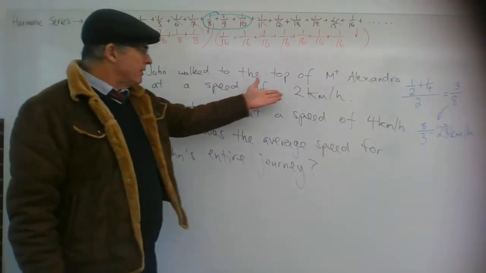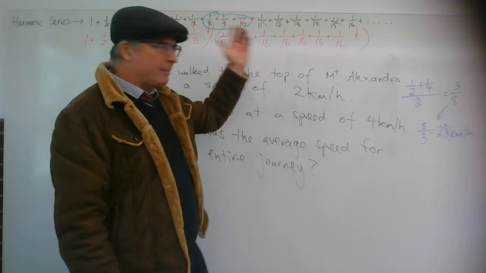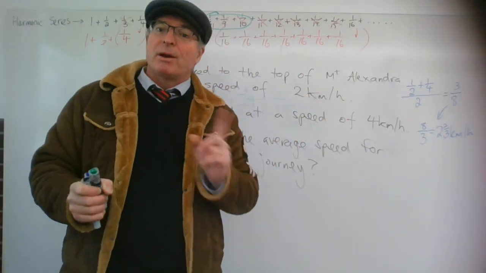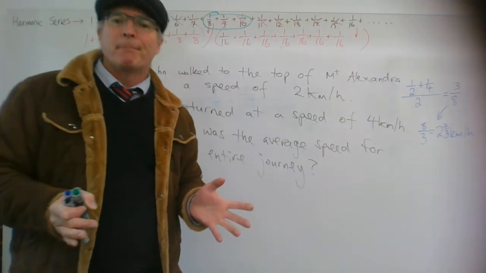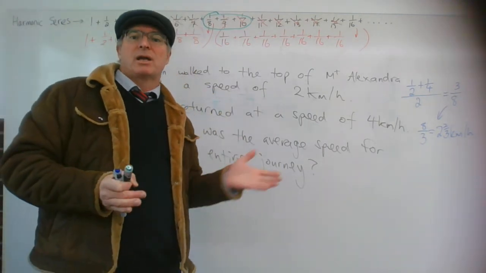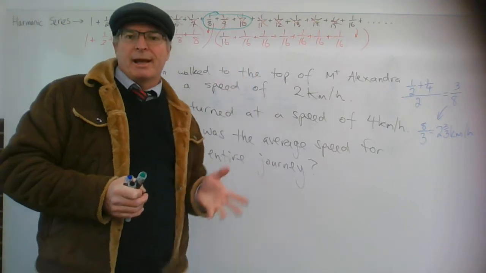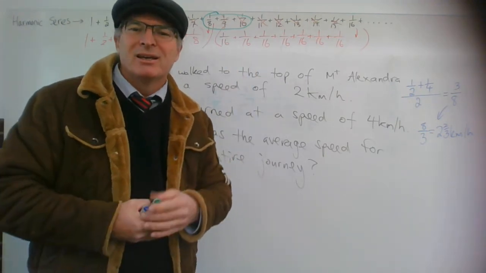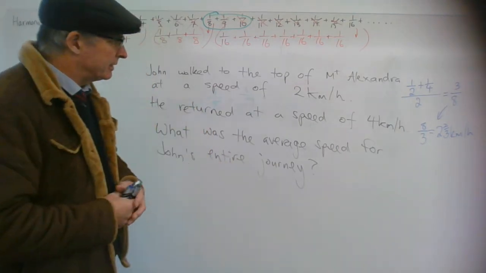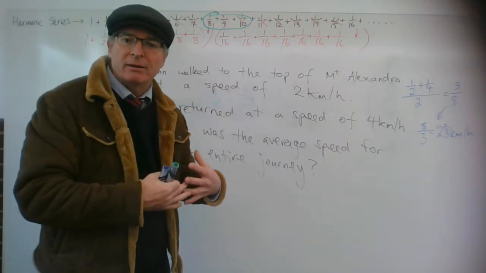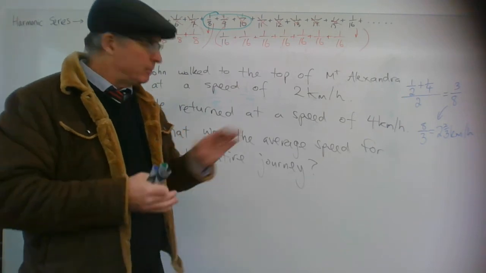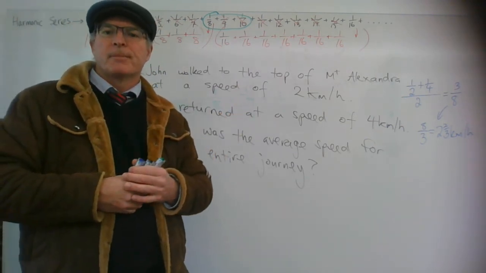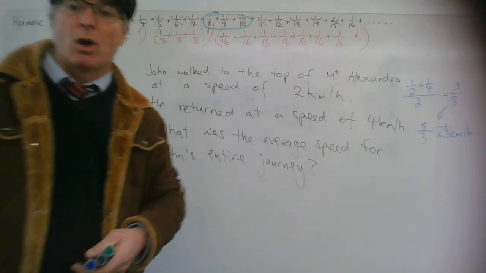Some people go, but it was going at 2 kilometres per hour going up and 4 kilometres per hour going down, so wouldn't it be 3? That's halfway. But remember, he spent longer going up because he's going slower, and he was quicker coming down. So he didn't spend as long going at the faster speed. So the average speed is actually dragged down a bit from being halfway between those two speeds, from being 3. It's 2 2/3. Now, you could have done this question the long way.